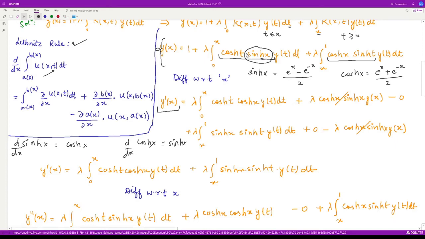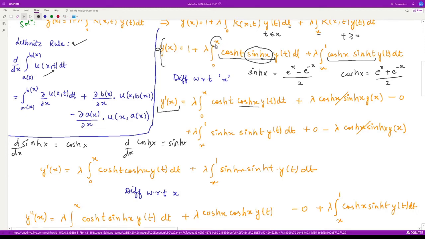So we were differentiating this term. It is lambda times the integration from 0 to x of the derivative of this whole term with respect to x. So we have cosh x, because differentiating sinh x gives cosh x. These being constants come as they are. Then plus lambda times the derivative of this upper limit with respect to x. What is that?